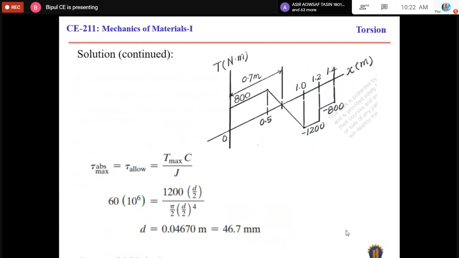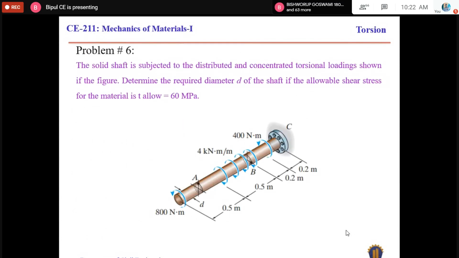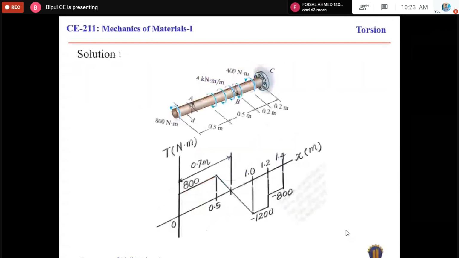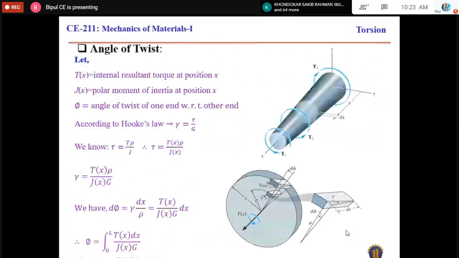Okay, any question in this problem? Because you have not yet learned about the shear force and bending moment diagram, this problem will be a little bit complicated. But when you learn those topics, the shear force diagram and bending moment diagram, then it will be very clear to you. Do you have any question in this problem? Okay, I can proceed to the next topic.